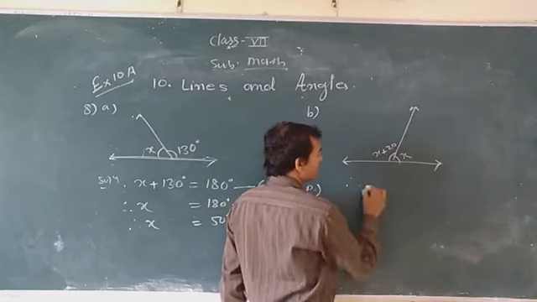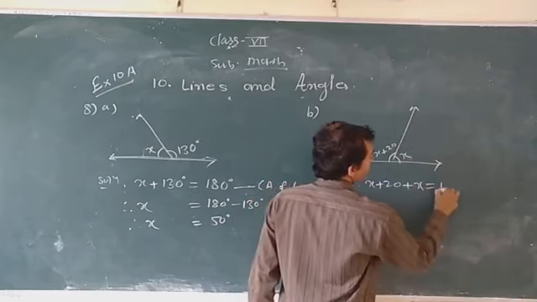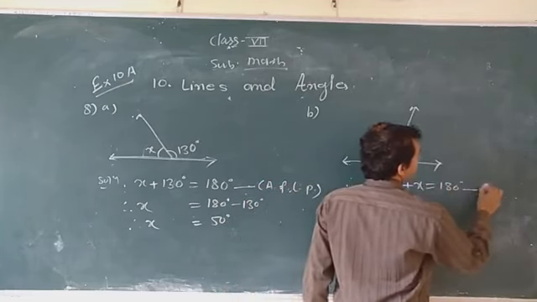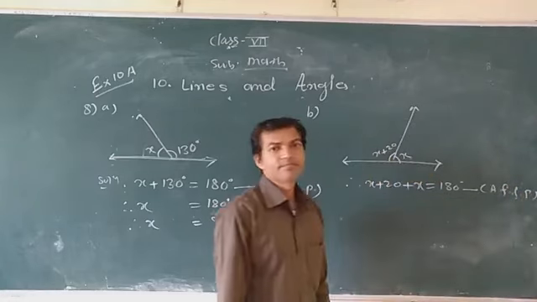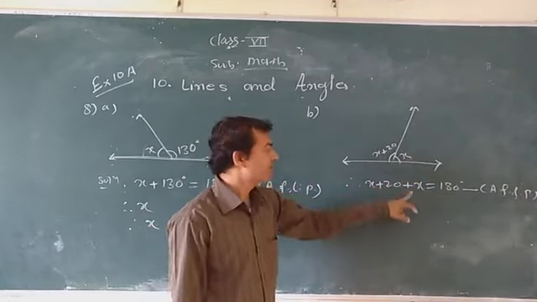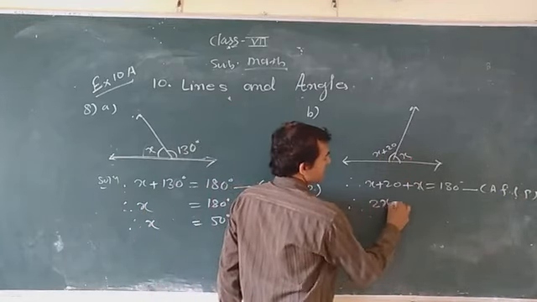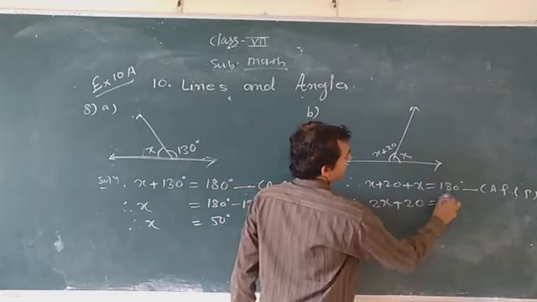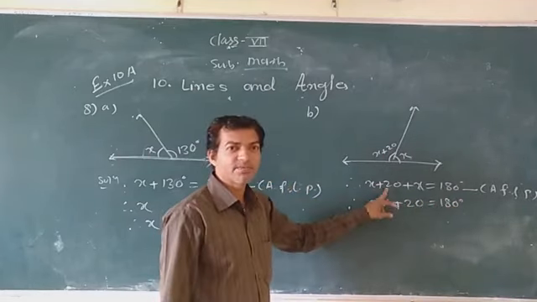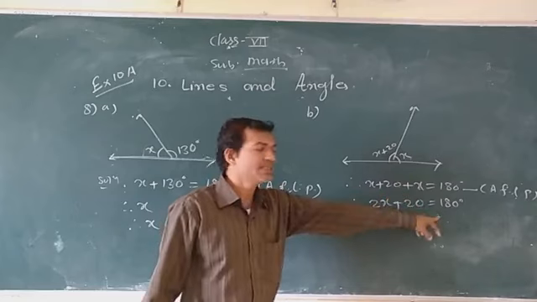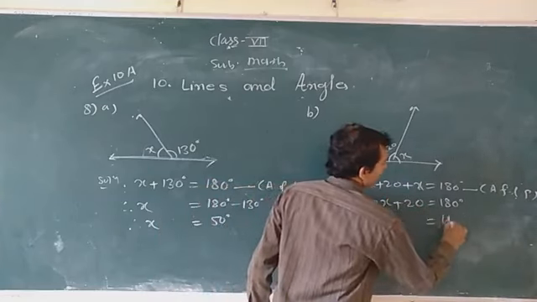With this plus this, so x plus 20 plus this x will be equal to 180 degrees. Reason: angle forming linear pair. Sum of these two angles is 180 degrees. x plus x means 2x, plus this 20, is equal to 180 degrees. 1x plus 1x is 2x. 20 as it is, 180 as it is. Now 2x is equal to this 180 as it is.